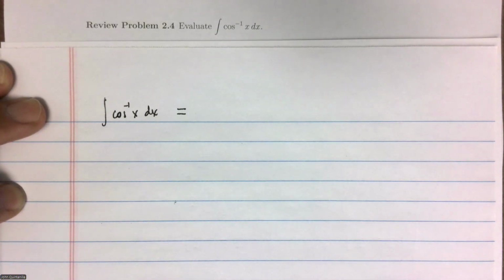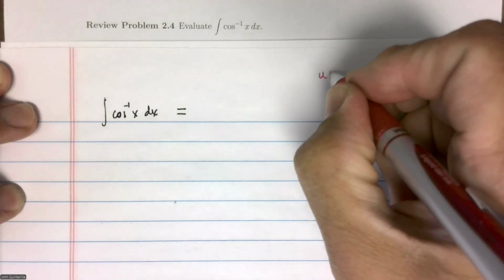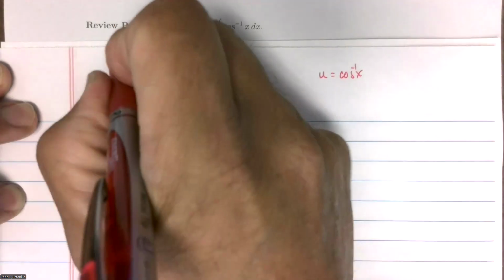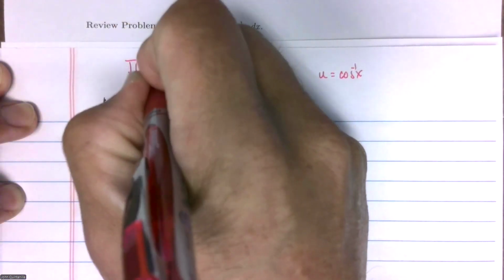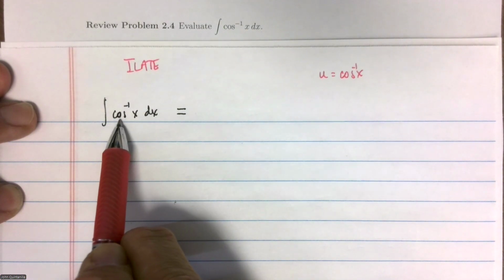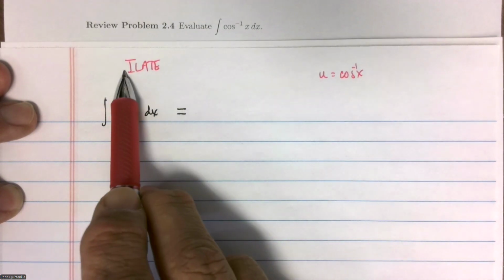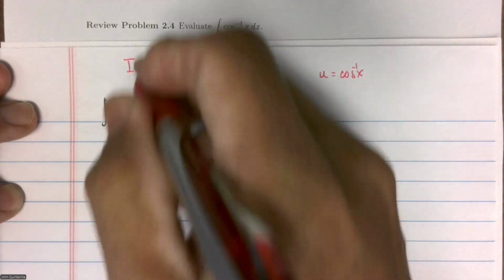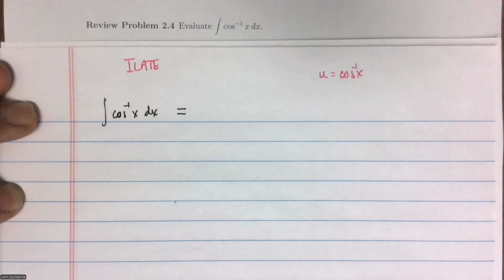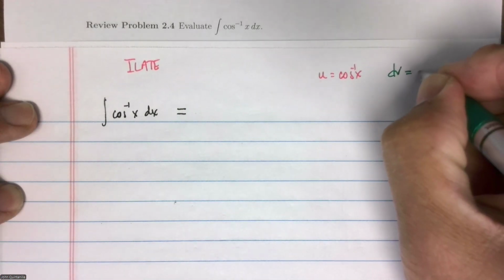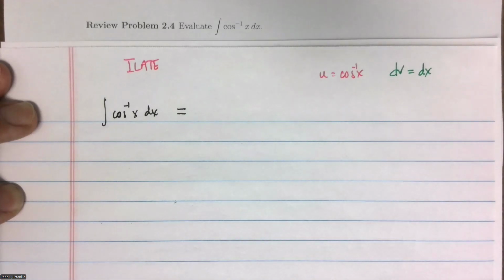The way that we're going to do this is we're going to let u be equal to arc cosine of x. We remember the acronym ILATE. Here we see an inverse function, and so that is my candidate for what u should be, just working down the list. Okay, so dv will be what's left, and dv is simply dx.